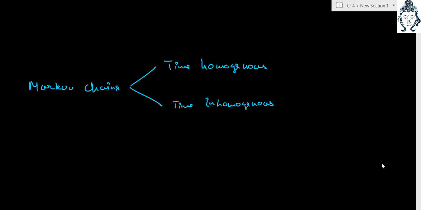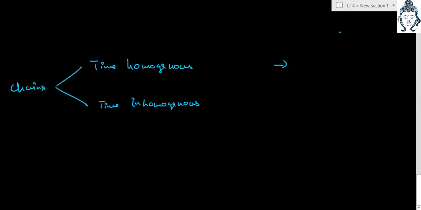Okay, so now in this chapter we'll be discussing two types of Markov chains. The two types are time inhomogeneous Markov chains and time homogeneous Markov chains. So let's try to understand what these mean. A time homogeneous Markov chain is any Markov chain in which the transition probabilities only depend on the duration and not on the initial time. Let's see what I mean by this.